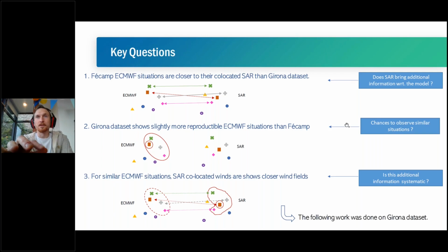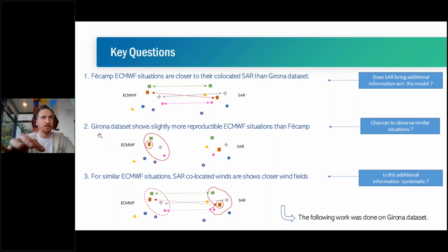So we have studied through different metrics that I will present later on the two slides. And the first conclusion that we have is that all sites do not present the same climatology and may not be therefore as well adapted to this technique. Typically, what we see for the FECAN situations is that the model data are closer to the SAR than on the Girona dataset, which may mean that there is less useful information introduced by the measurements.